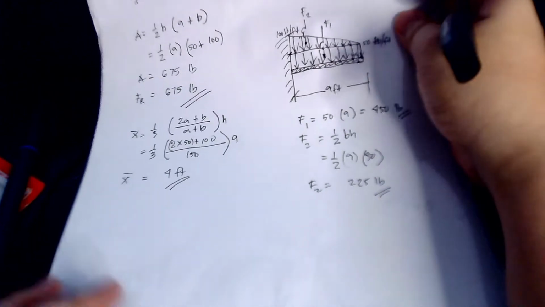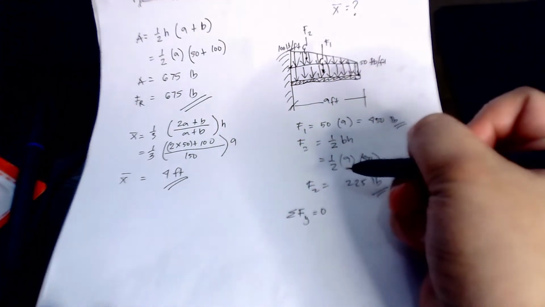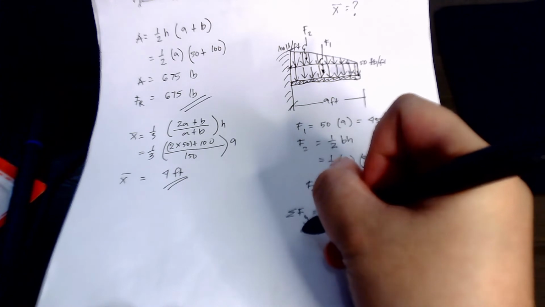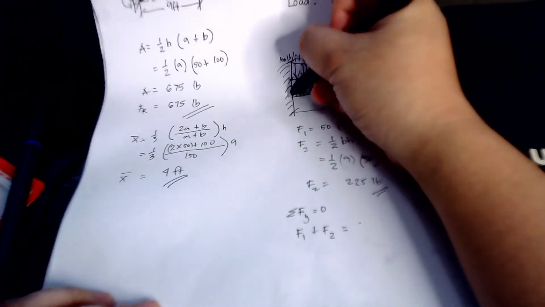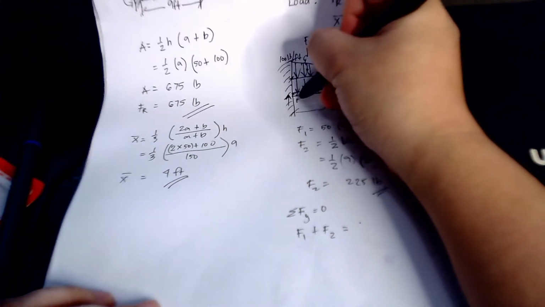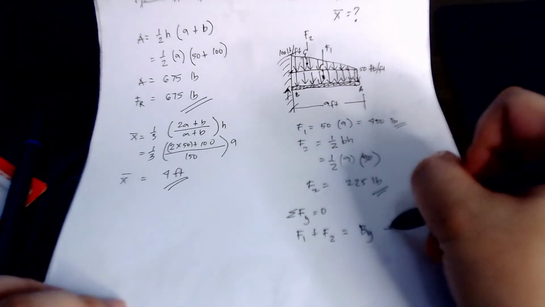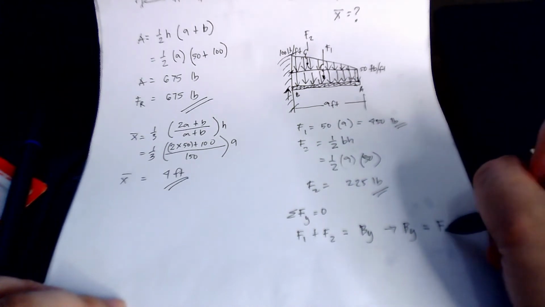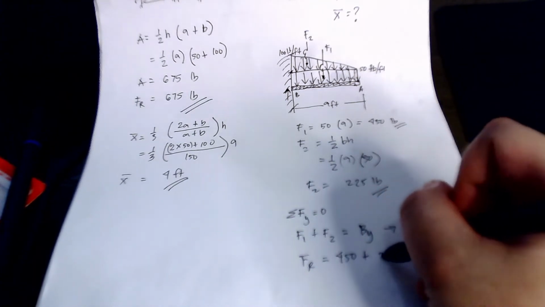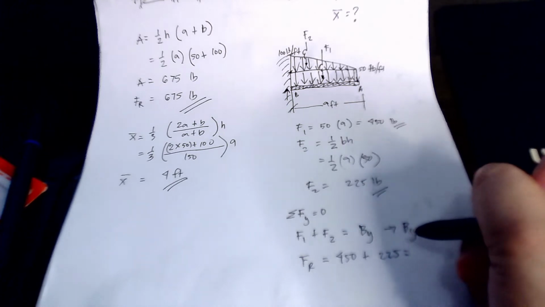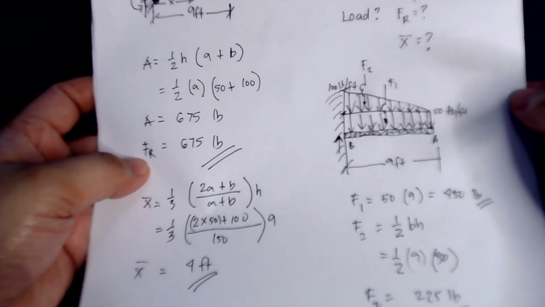When you do the summation of all forces along y, it must be equal to 0. So you have F1 plus F2 equal to your reaction here at B, diba? This is our A. Your BY is equal to your FR, right? Therefore, your FR is equal to 450 plus 225, which is 675 pounds. And this is equal to what we solved first. FR is equal to 675 pounds.